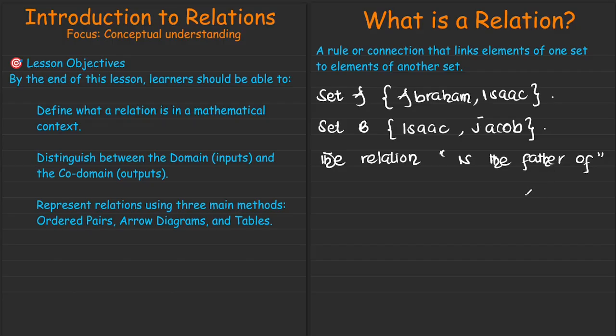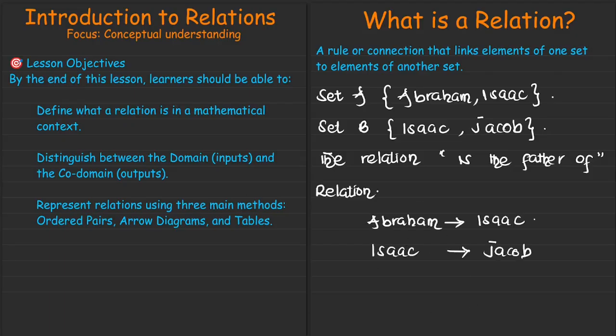So with that, we can connect each and every element from set A to set B, such that we have a relation as you see here. The relation is represented by this arrow here. So Abraham is the father of Isaac, and then Isaac is the father of Jacob, and it goes on and on. So that is the rule that has linked set A to set B.